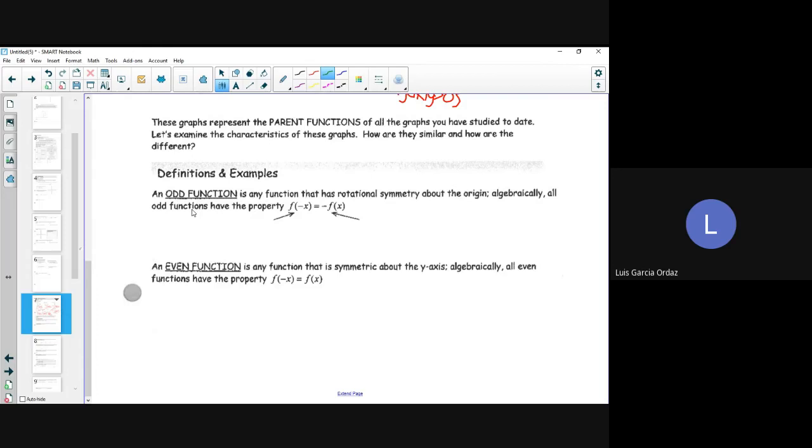An odd function is any function that has a rotational symmetry about the origin. Algebraically, all odd functions have the property f of negative x is equal to negative f of x. Okay. So I'll explain that shortly. You're basically just subbing in negative x into the original equation. Okay, I'll show an example.